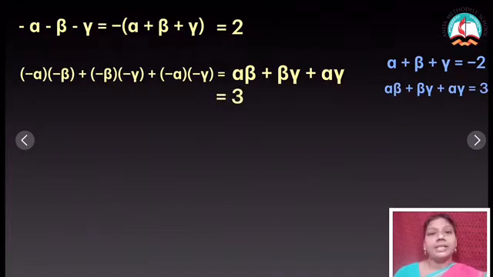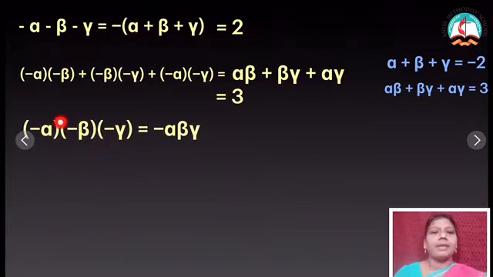Okay. Next one is I have to multiply all the 3 roots. So I am multiplying all the 3 roots. Because I am having an odd number of negatives, I am taking minus alpha beta gamma. But I know the value of alpha beta gamma. What is that? That is equal to minus 4. Therefore, I am substituting that over here. Then I will get plus 4.